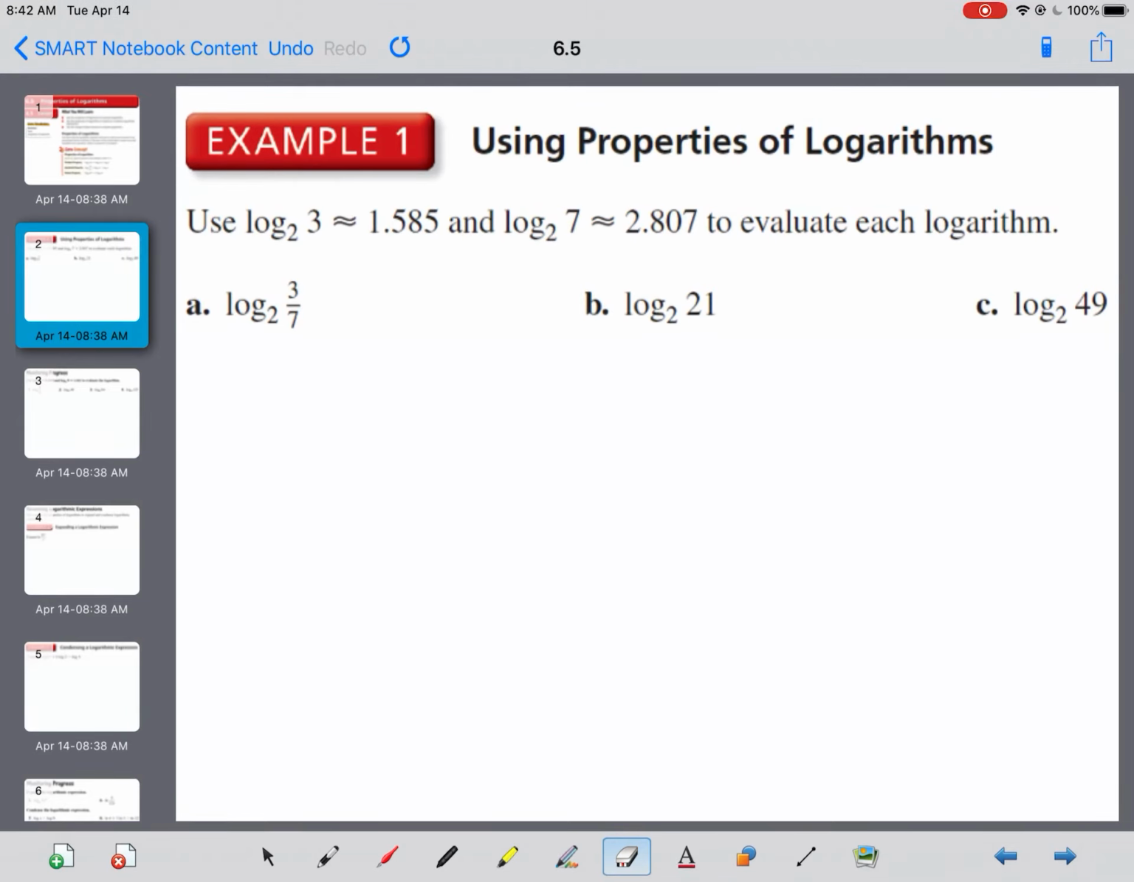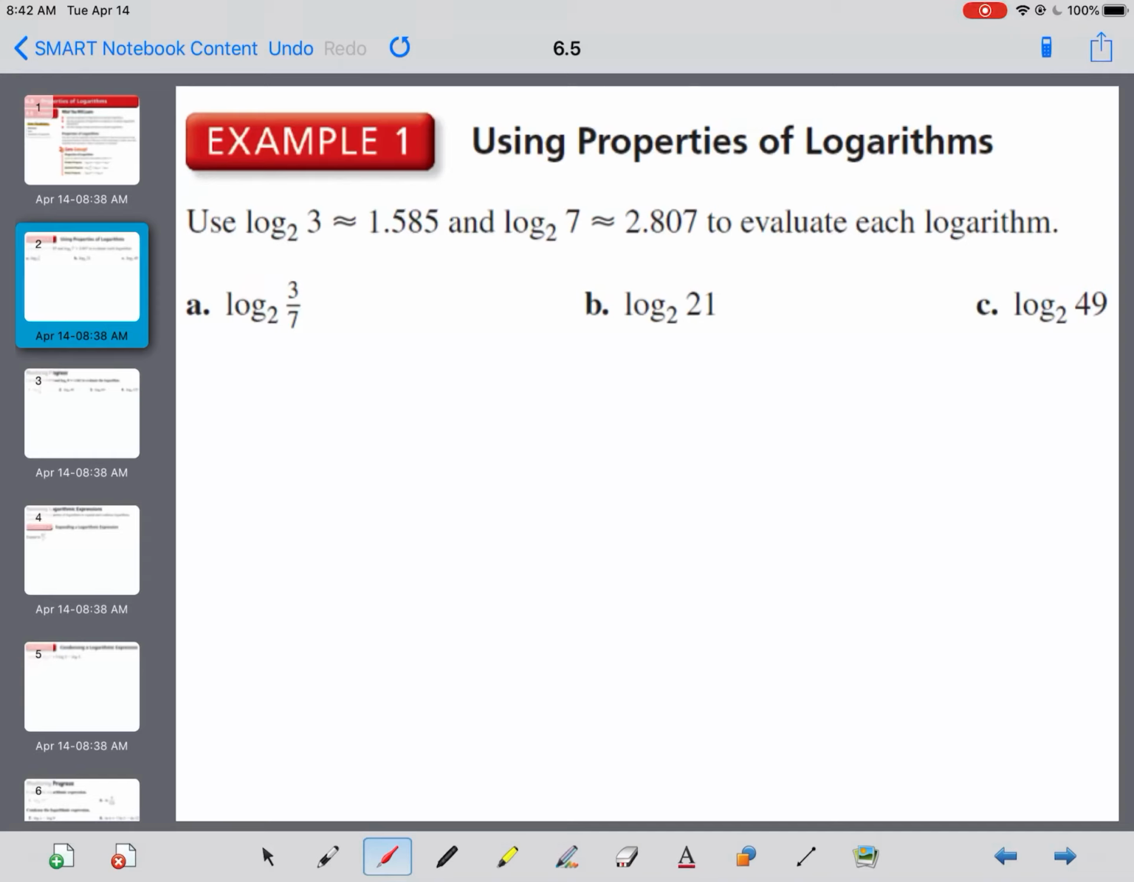Okay. So we're going to use those properties to solve some problems. Starting out, they give you this. Use log base 2 of 3 is approximately 1.585, and log base 2 of 7 is approximately 2.807 to evaluate each log. So what we're going to do is break these into either a log base 2 of 3 or a log base 2 of 7 or some combination of more than one of those or one of each of those. This is like if we didn't have a calculator and they told us to solve this problem.